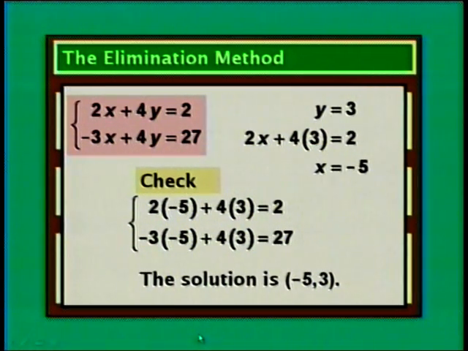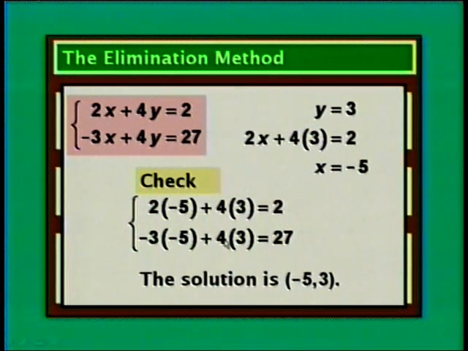So where are we? Well, I knew that y equals 3 in my solution, so I'm going to go back to my first equation in my original problem, and I'm going to replace y with 3. And when I do that and solve for x, I end up with x equals negative 5.